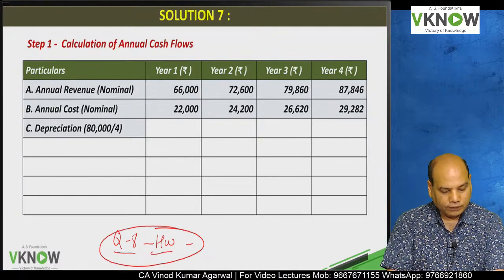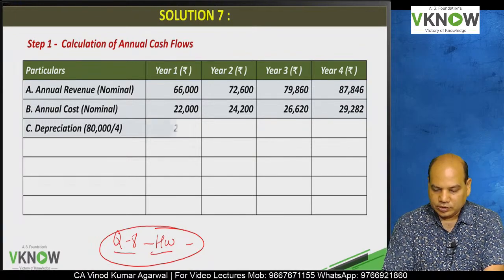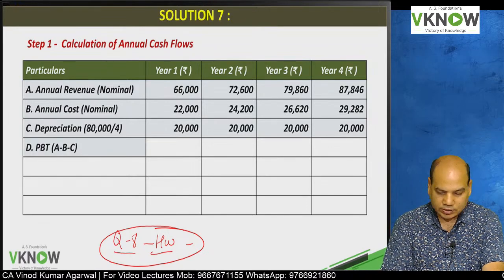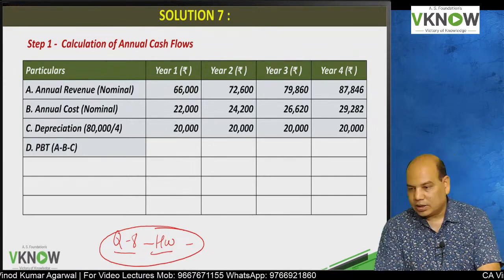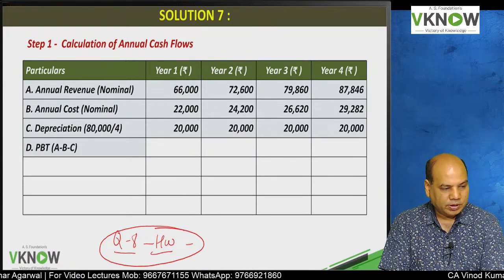Then write down depreciation. Life is 4 year. Salvage value 0. Cost of the project is 80,000. So annual depreciation will be 20,000. Assume straight line method. PBT write down A minus B minus C.